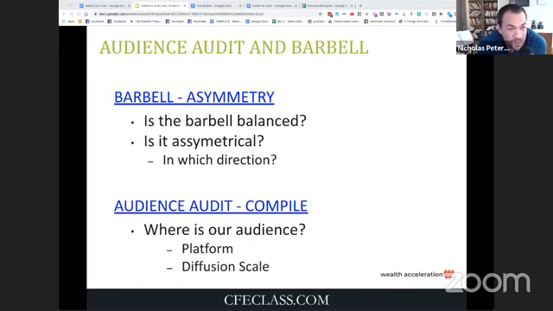I explain it a little bit differently, but Dan has a version of the financial barbell, which I hope we get into in the next week or two. We want to see if the barbell is balanced or if it's asymmetrical, and in which direction.